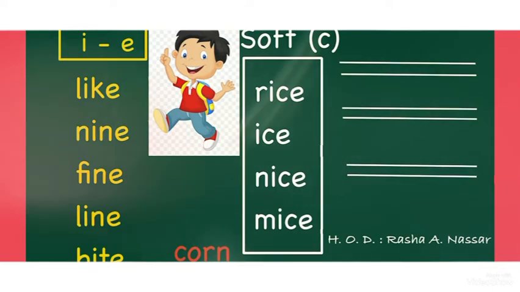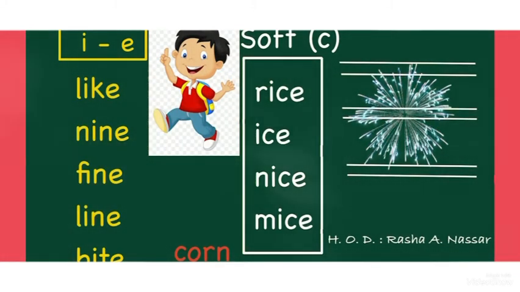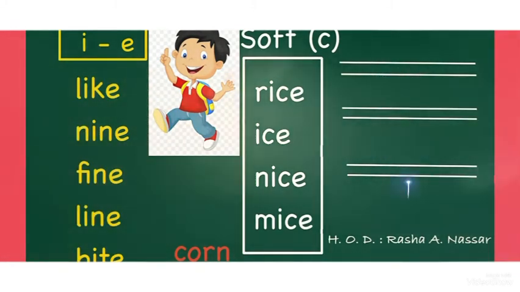So let's write words having soft C or hard C. Let's write the word camera.